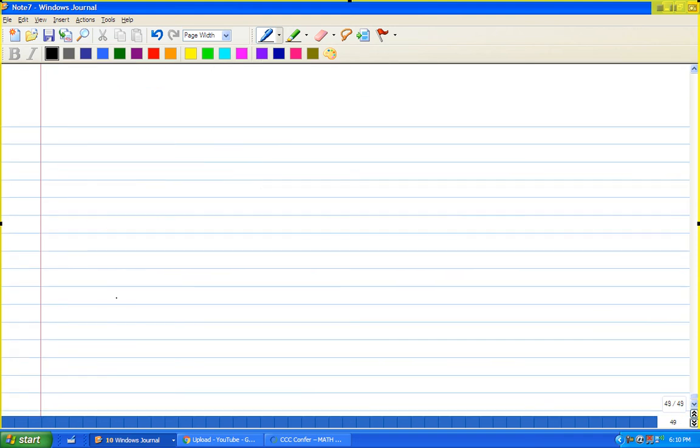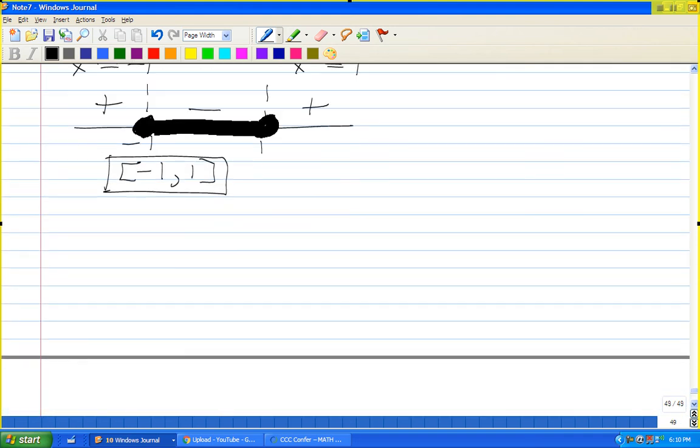Okay, 67. Let me read it: write the solution set in interval notation and graph it. Yep, so I did that. 67: x plus 6, x plus 4, greater than 0. So again, it's already in factored standard form. So let's determine my critical numbers.